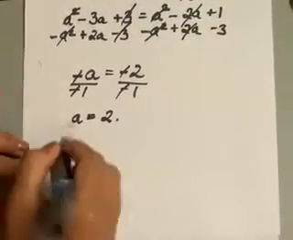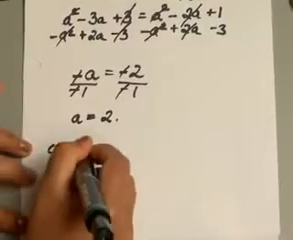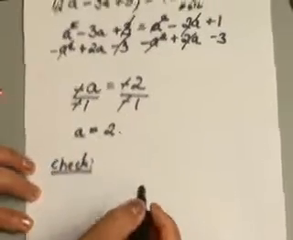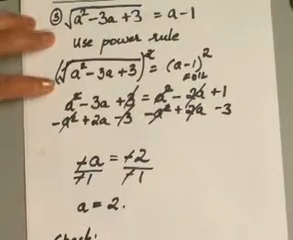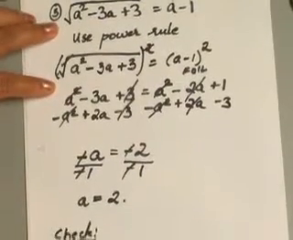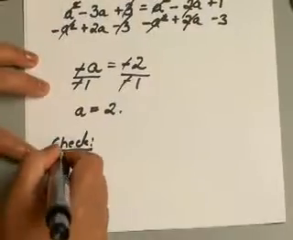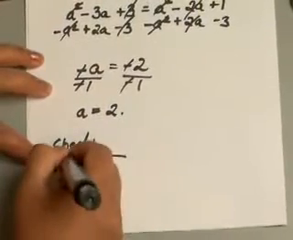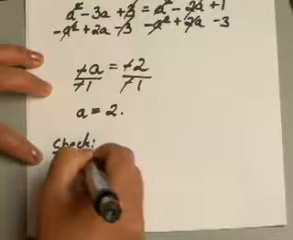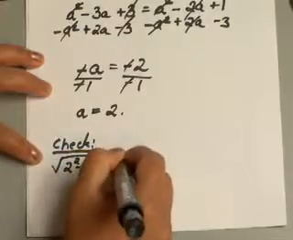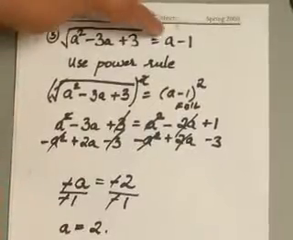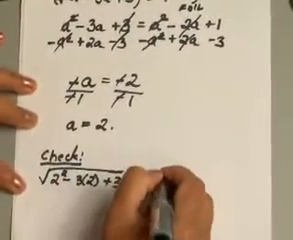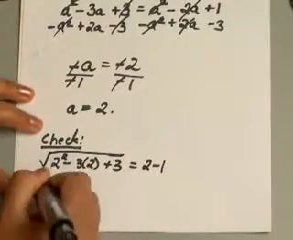Alright, so to make sure that this will work, let's check. And your original equation is square root of a squared minus 3a plus 3. Replace all your a with 2, so you end up with 2 squared minus 3 times 2 plus 3. On the other side, you have a minus 1, so that will be 2 minus 1. And let's see what we end up with.